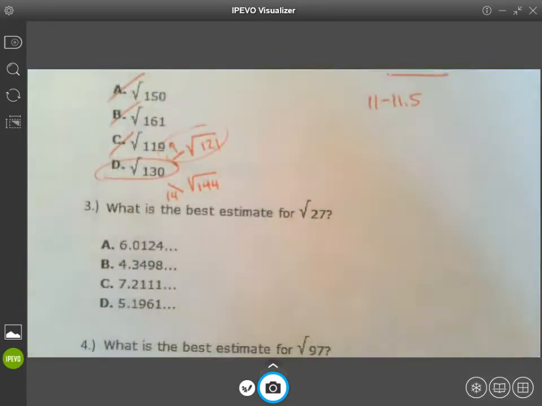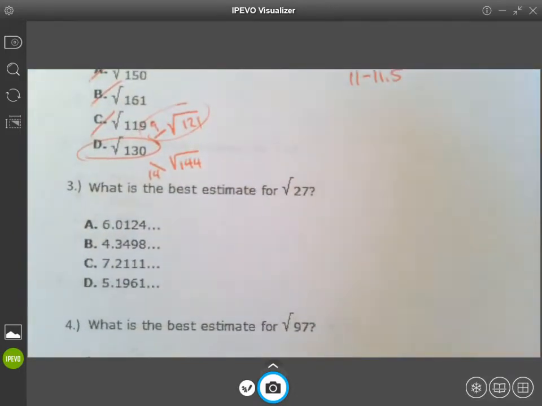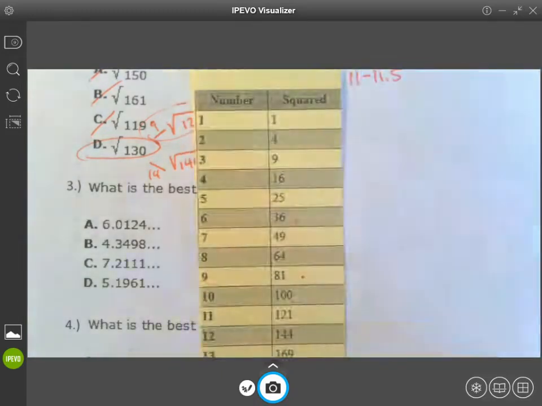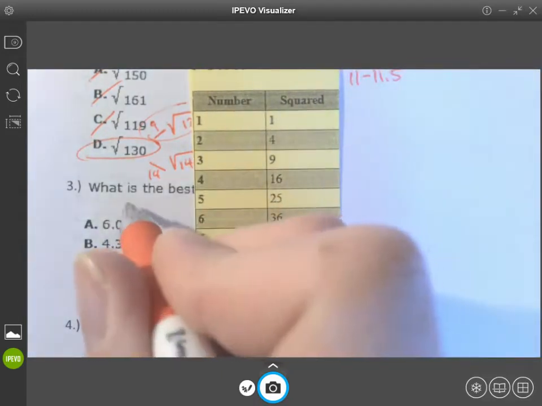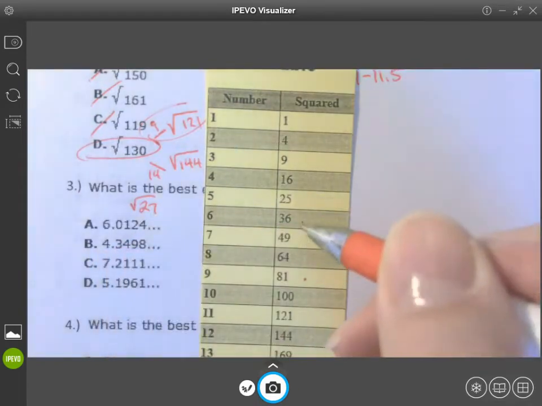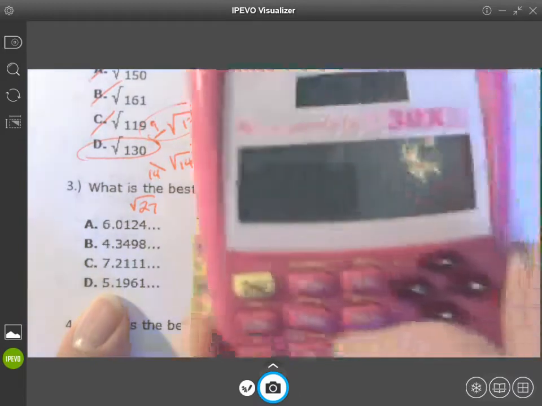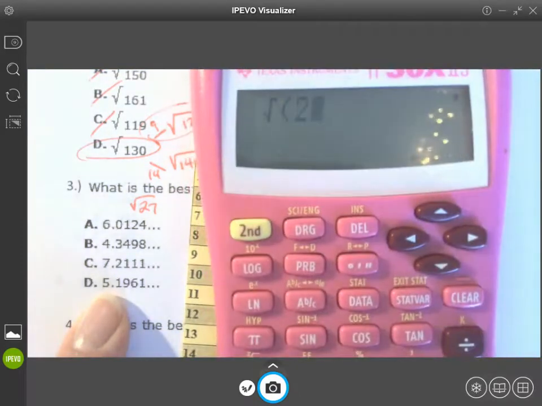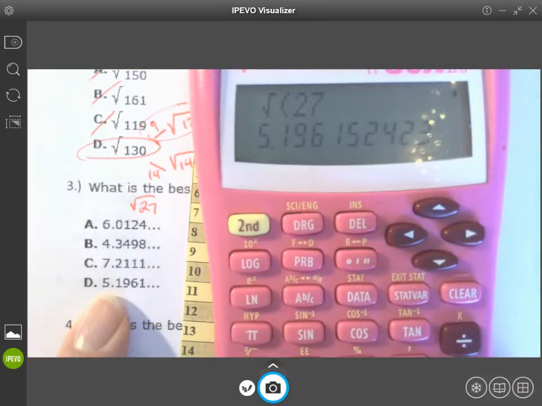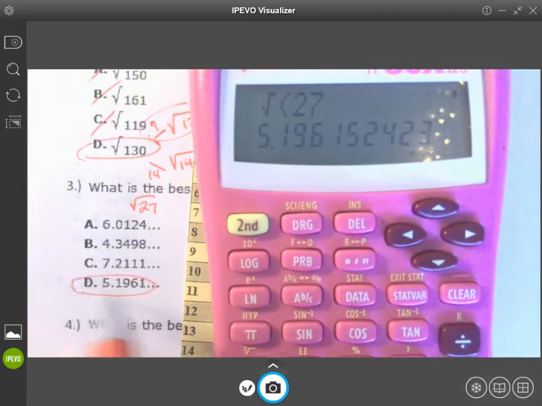All right, what is the best estimate for the square root of 27? I'm just going to throw it in my calculator. But I will tell you this, without using my calculator, the square root of 27 is right above the square root of 25. So I think it's going to be 5.1. So type the square root of 27 in your calculator, and there it is, 5.19, and it goes on.